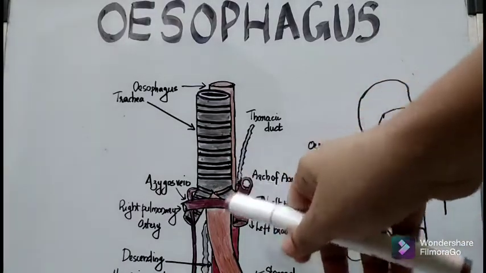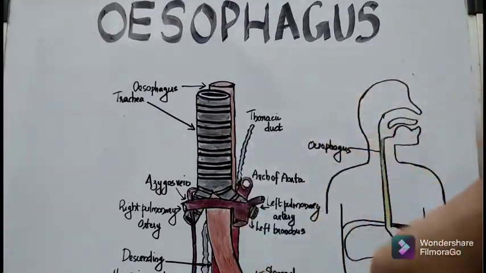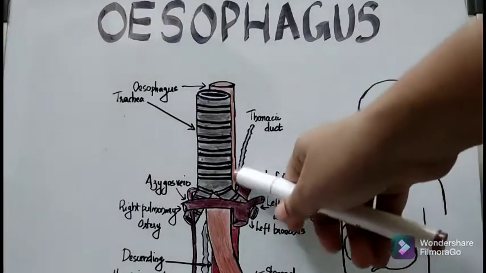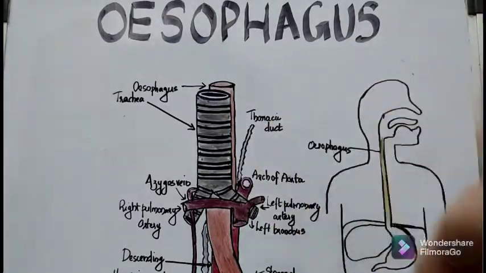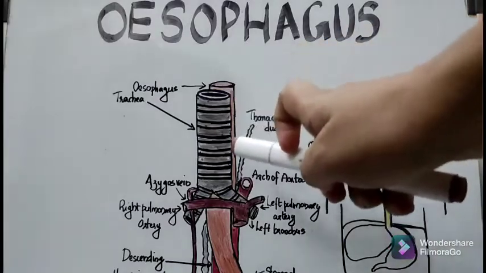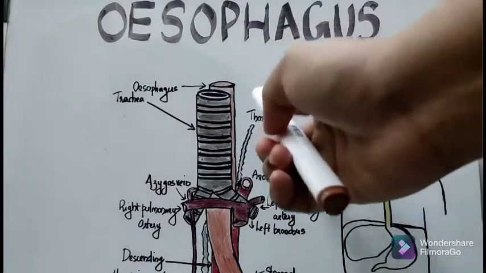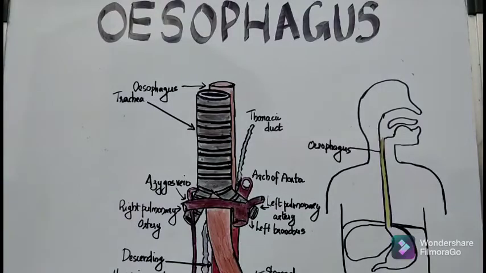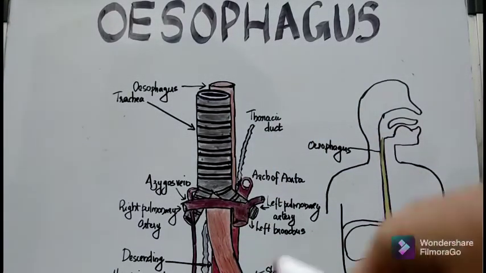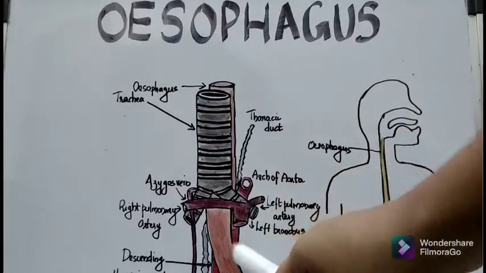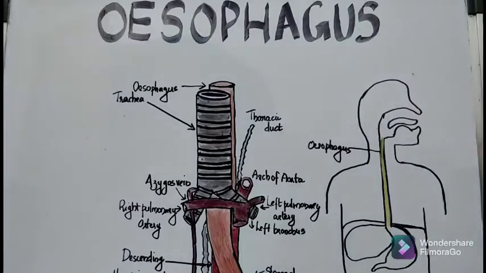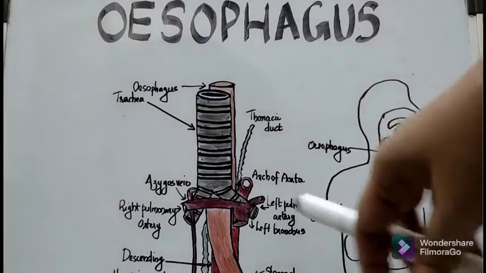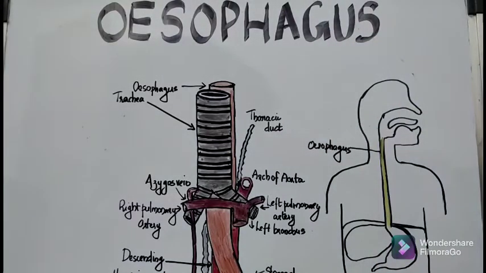That is the aortic arch, left subclavian artery, the thoracic duct, the left lung and the aorta. Here you cannot see that there is a left lung and also the pleura, the left recurrent laryngeal nerve, the descending thoracic aorta, the left lung and the mediastinal pleura. So these are the left relations.